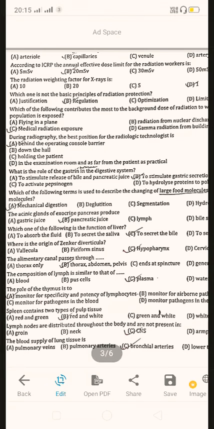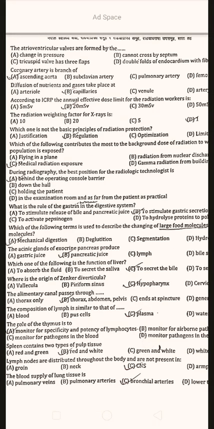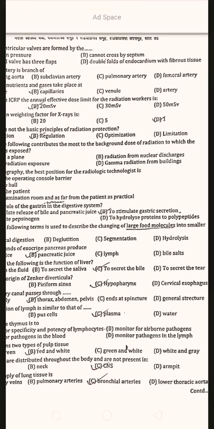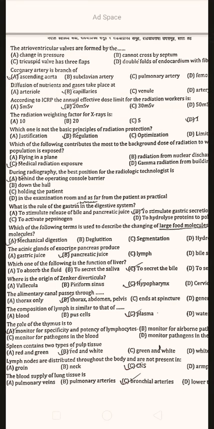The spleen contains two types of pulp tissue, red and white. Lymph nodes are distributed through the body and are not present in the CNS. They are in the groin, neck and axilla, but not present in the CNS.